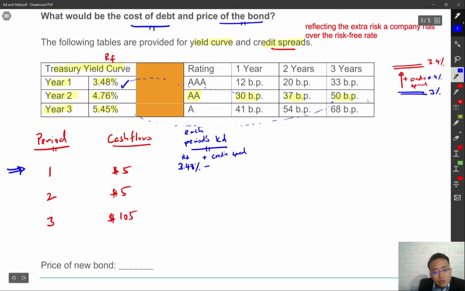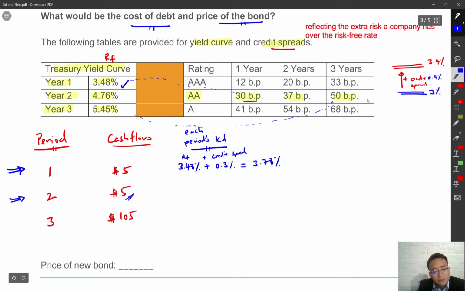Right? So the credit spread for 1 year for a double A is 30 basis points. This works out to be 0.3%. So the cost of debt for period 1 will be 3.78%. Now for year 2, you are making him wait 2 years for the next $5 payment.